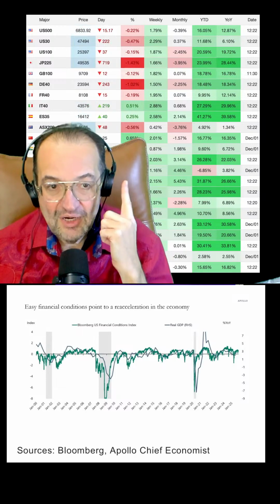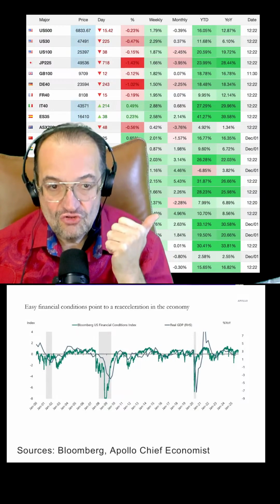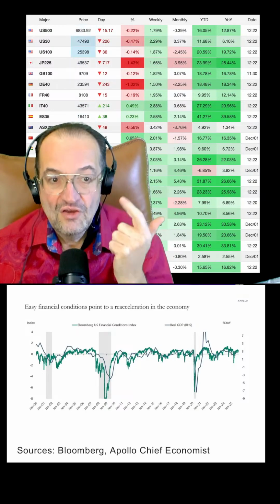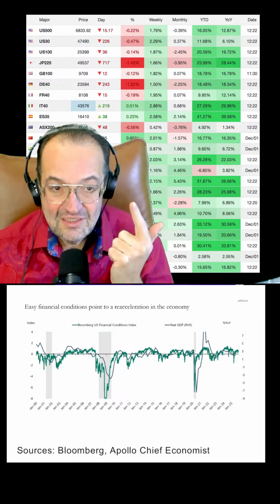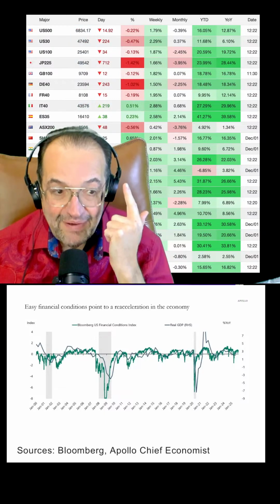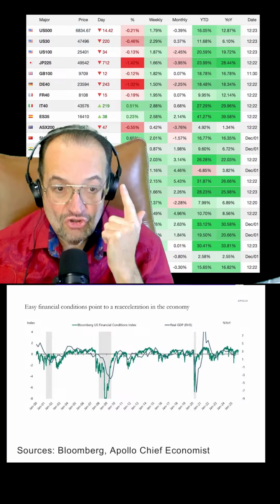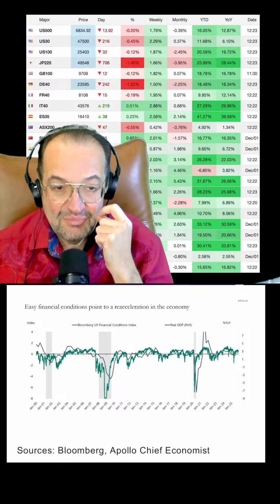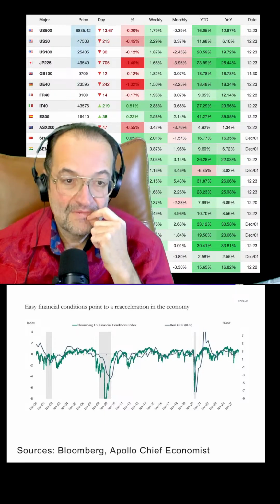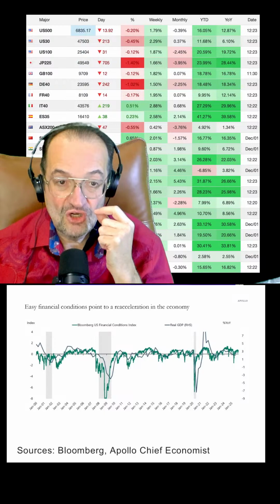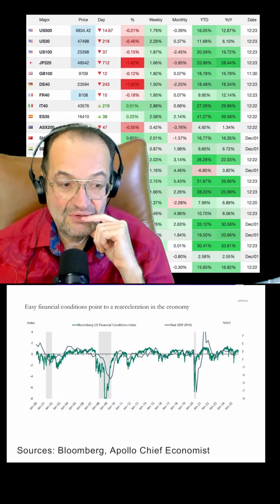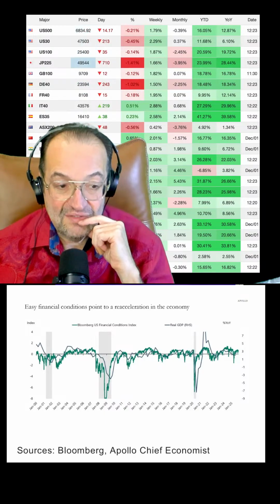So then look at what happens next. The Fed cut interest rates aggressively. Financial conditions eased. The green line moves back above zero, and shortly after, real GDP climbs again. This is the first example in the chart. You have this reacceleration pattern, and that's very important to see.